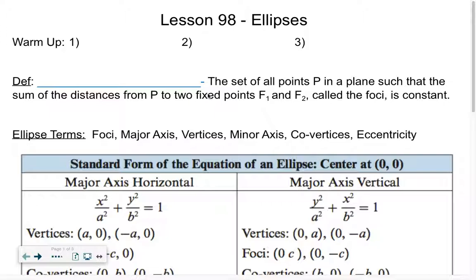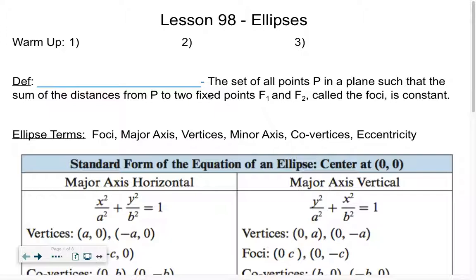Lesson 98, we're looking at ellipses. Ellipses are one of our four conic sections. A conic section is a slice that occurs when we go through a right cone. We've already dealt with one of them a lot already this year.